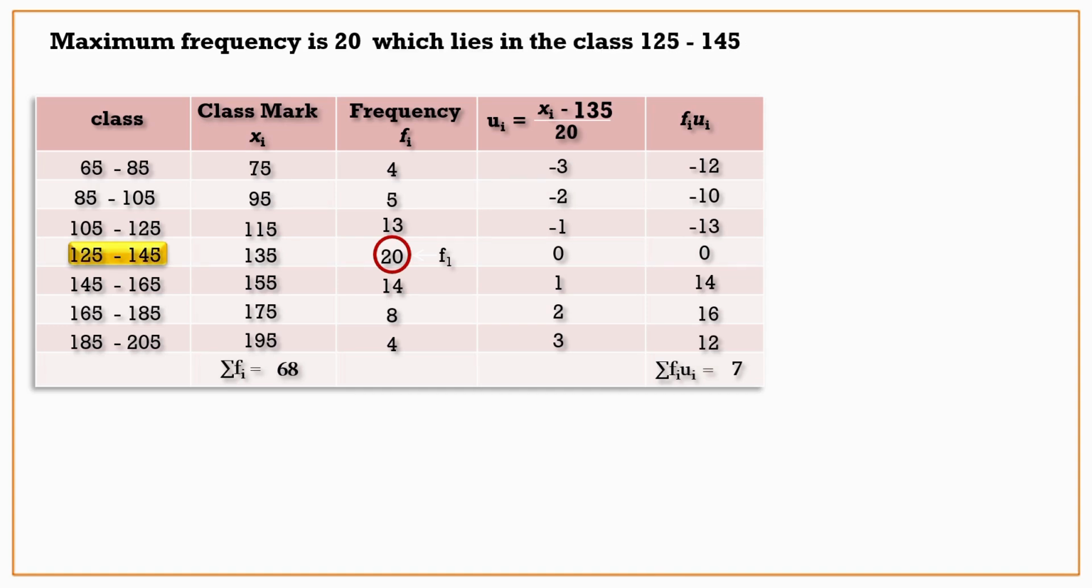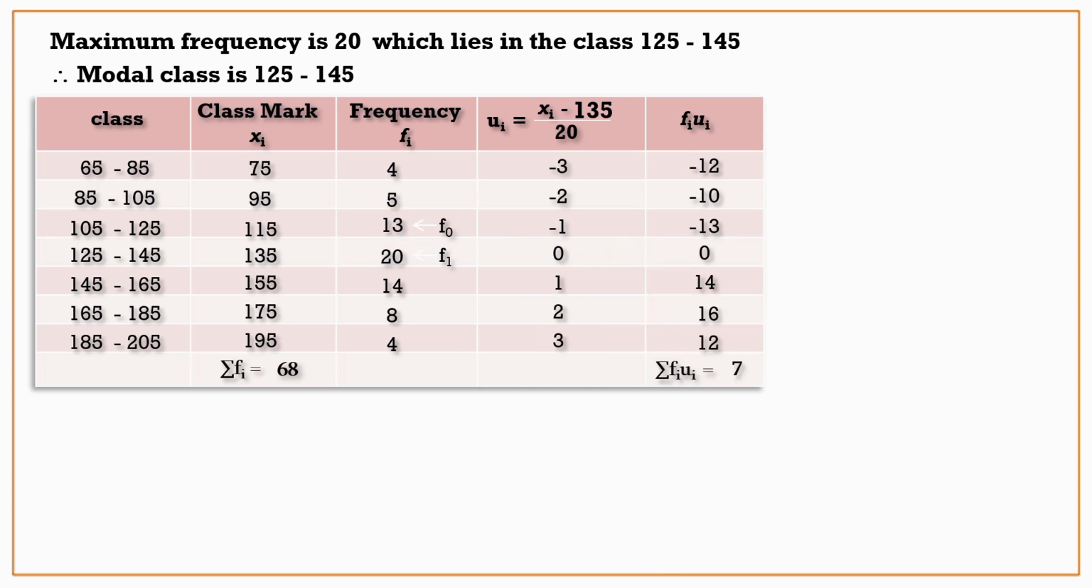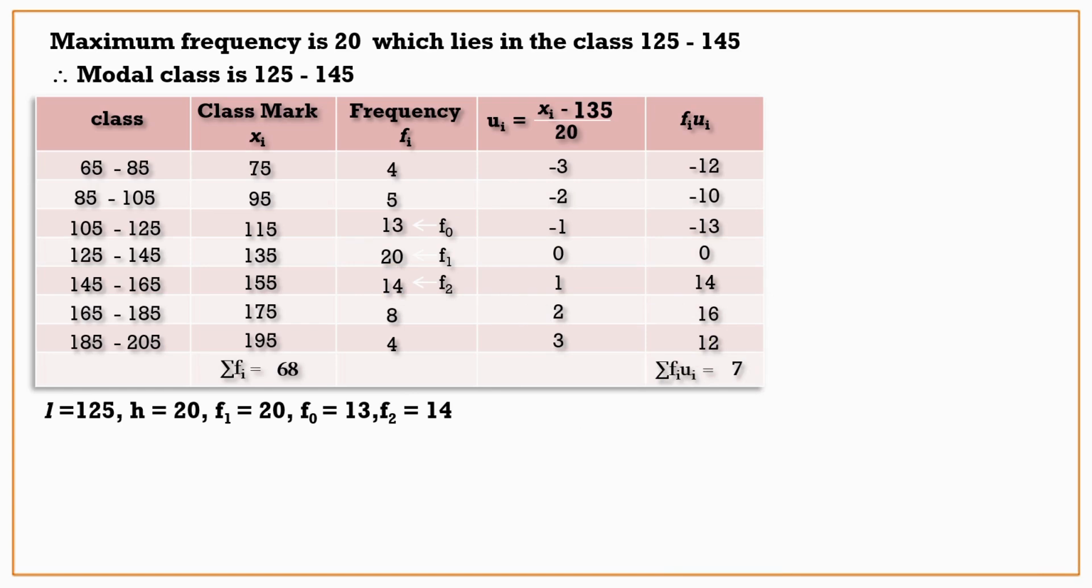Now the corresponding class interval will be the modal class, that is going to be 125 to 145. Now we know that the preceding frequency will be f0 and the subsequent frequency will be f2. So f1 is the maximum, f0 is the preceding one, and f2 is the succeeding one. So let's mark it. We have marked f0, f1 and f2, everything.